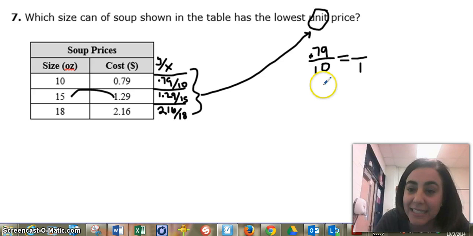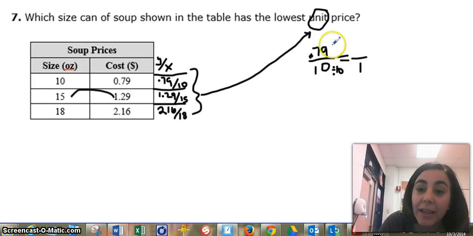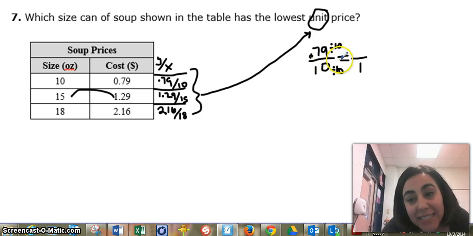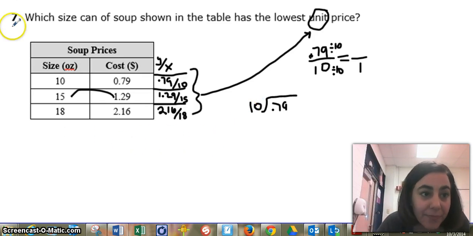We talked about in class, to make this 10 into this 1, you would divide it by itself. 10 divided by 10 is 1. Anything you do to the denominator, you do to the numerator. So you will also divide the 79 cents by 10. The problem setup would look like this: 79 cents divided by 10. Pause and divide, and then we'll check our answers together.